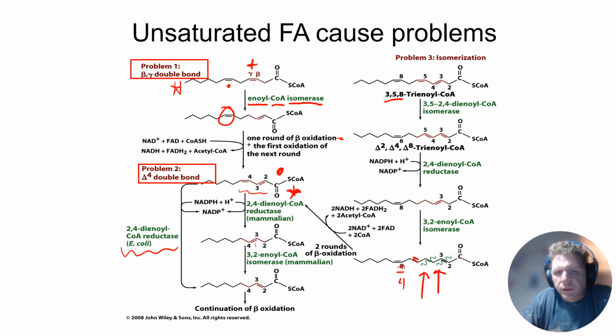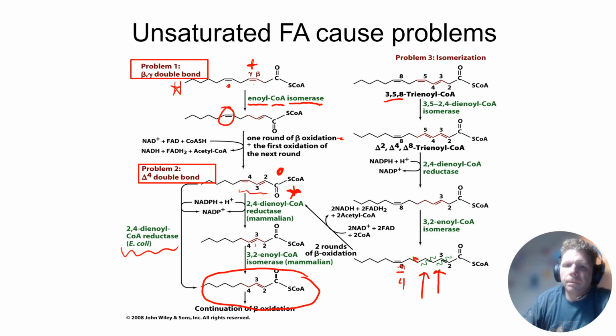So we're going to use our dienoyl-CoA reductase. We're going to use 3,2-enoyl-CoA isomerase. And then we're going to get a molecule that we can send through beta oxidation, and we'll be good to go. So essentially, what we need to do whenever we see a double bond or a monounsaturated fatty acid or a polyunsaturated fatty acid is look at it and ask the question, well, where is that double bond? What are the implications of that double bond?